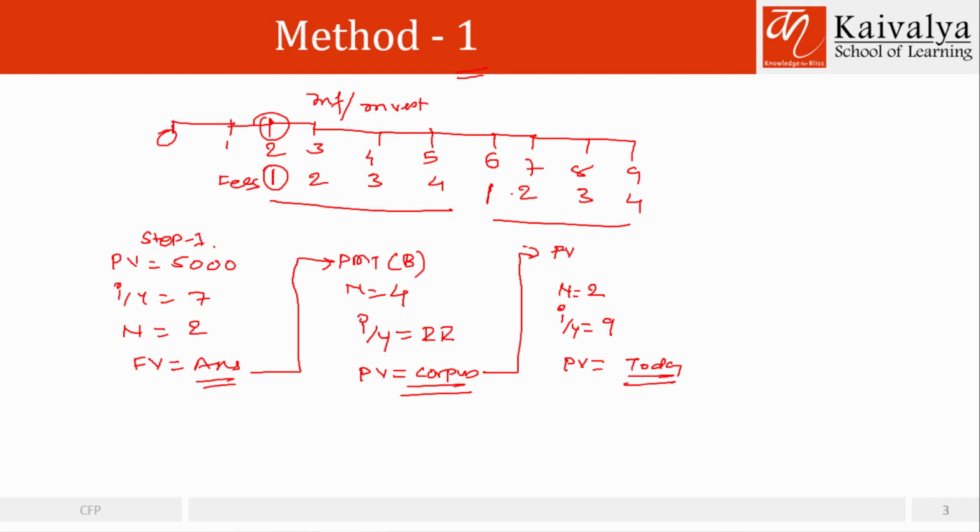Same procedure we have to repeat for the son. So in that particular case, what would be the changes? You know it. See, son is going to go to college after 6 years. So this would be 6.